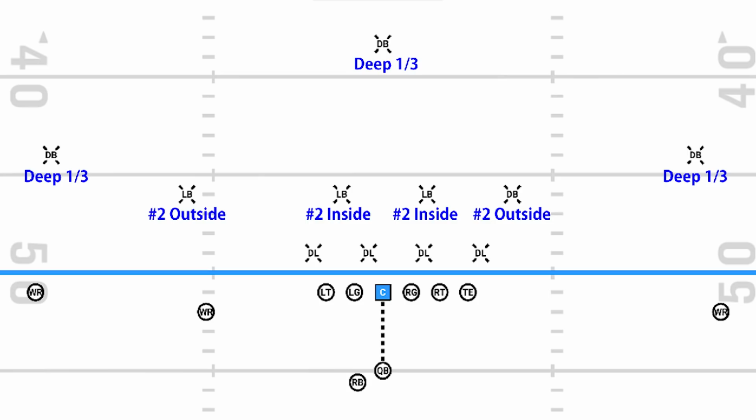Next, let's look at the assignment of Cover 3 defense. If you think it is very simple, divide the deep zone by 3, and you can think of the under zone as 2 flat zones and 2 hook curl zones. I express the role itself to give a more detailed role.